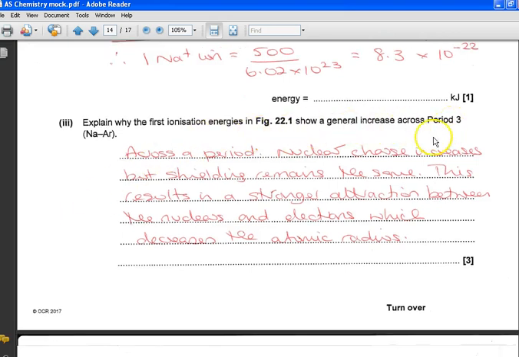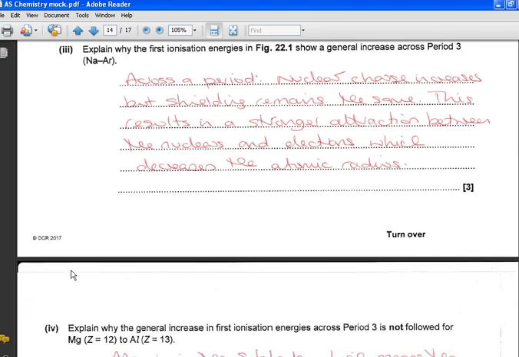Why do they show a general increase across period 3? Because nuclear charge is increasing, but shielding remains the same. This results in a stronger attraction between the nucleus and the electrons, which decreases the atomic radius. Okay, straightforward stuff.